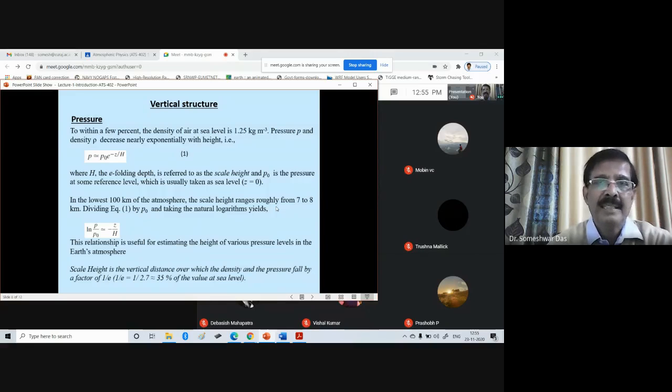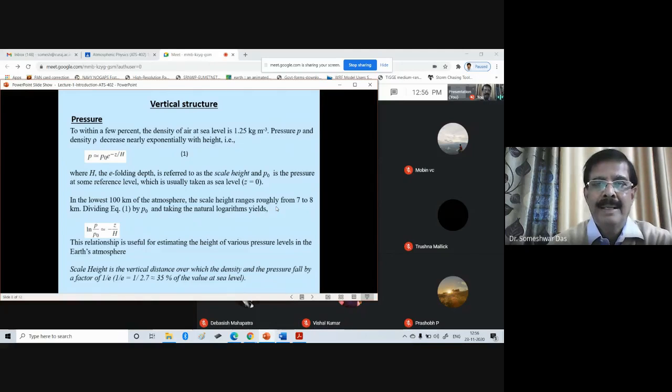Besides, there is also a diurnal variation of the surface pressure. If you plot the hourly value of surface pressure at the surface for 24 hours on a graph, you will find that there are two maxima and two minima.